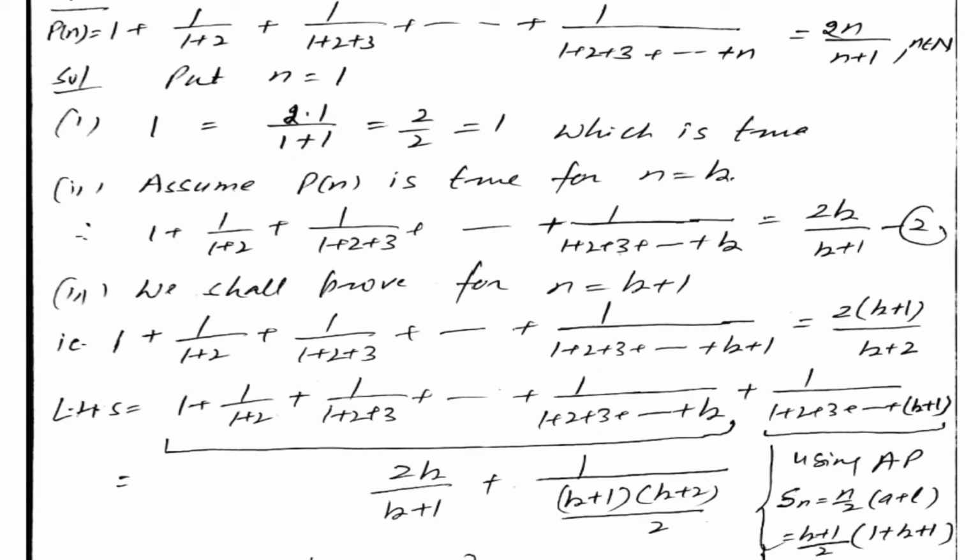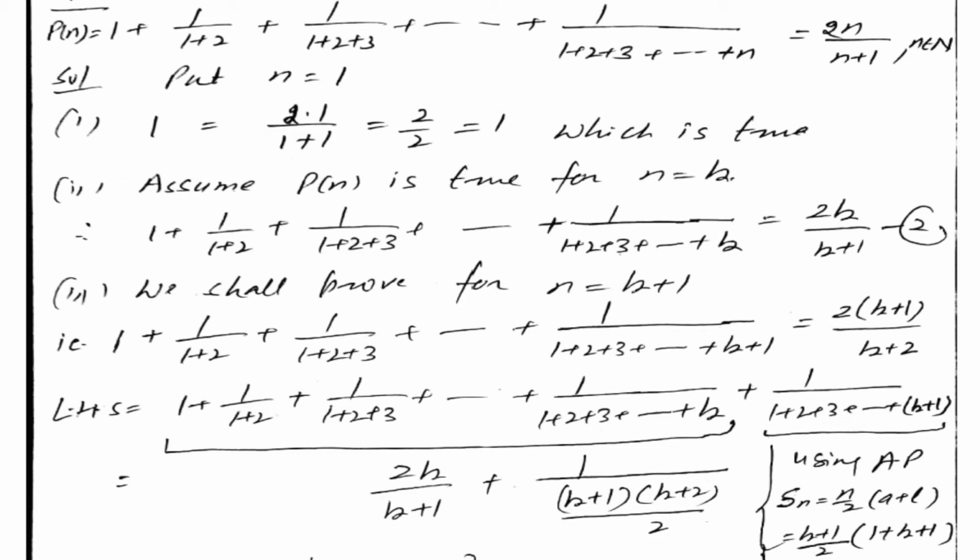So assume that Pn is true for n equal to k. It means we only have to replace n by k in the statement on both sides. It means 1 plus 1 upon 1 plus 2, again plus 1 upon 1 plus 2 plus 3, and the last is 1 upon 1 plus 2 plus 3 up to k, equal to 2k upon k plus 1.